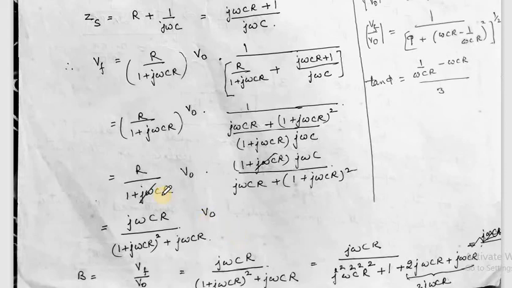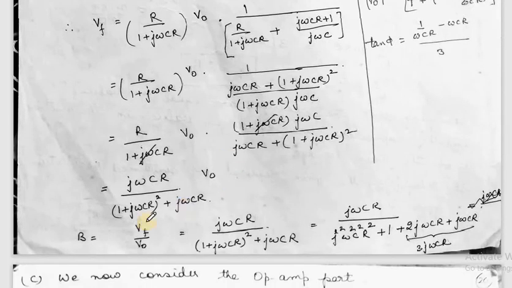Now why have we calculated this? Because with the help of this we can calculate B. Why do we want to calculate B? Because we'll be satisfying the Barkhausen criterion, which says that AB should be greater than or equal to 1 for oscillations. So what will be B? B will be Vf upon V0.